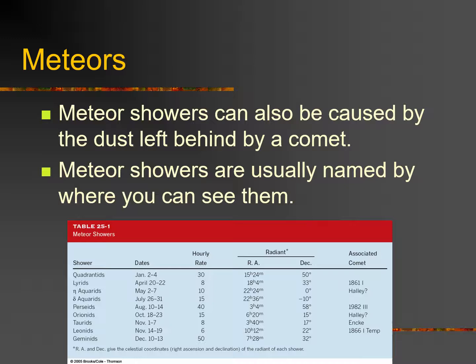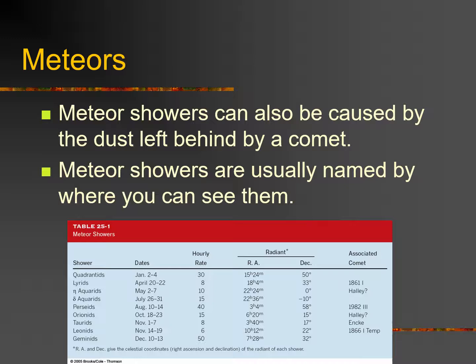So meteor showers can also be caused by dust that's left behind by the comet. Meteor showers are usually named by where you can see them. So for instance, the Leonids can be seen in the middle of November in the constellation Leo. And that's where we see the radiant.